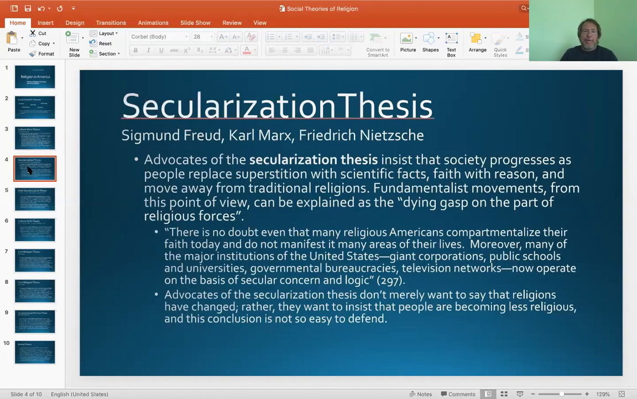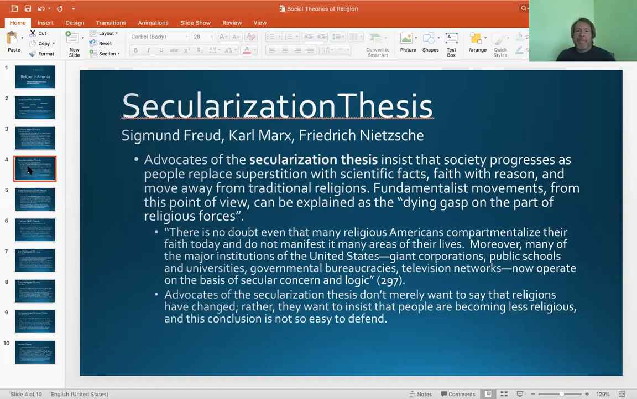The next thesis we're going to look at is 150 years old or so, the secularization thesis associated with psychologist Sigmund Freud, sociologist Karl Marx, and philosopher Friedrich Nietzsche. Advocates of the secularization thesis suggest that society will advance, progress as people replace superstition with fact, faith with reason, as people reject traditional religions and embrace a modern perspective.